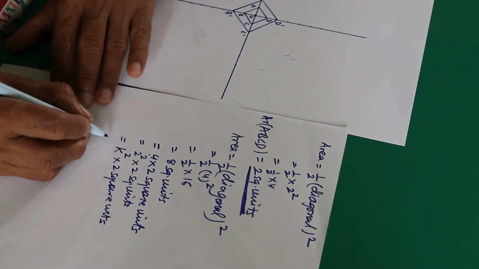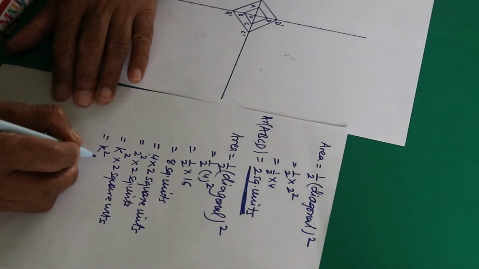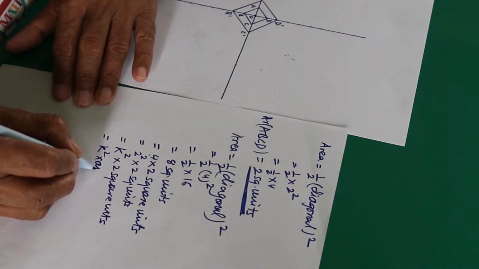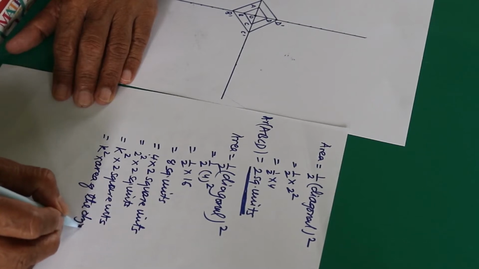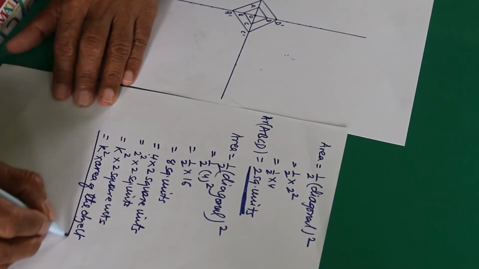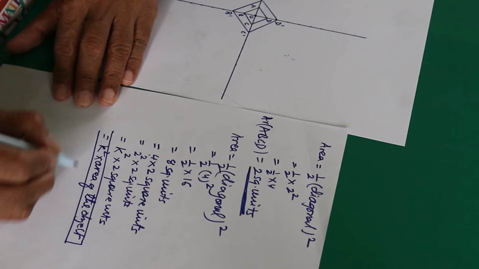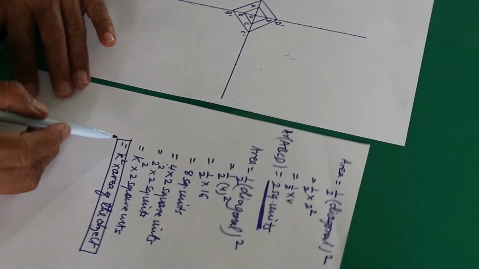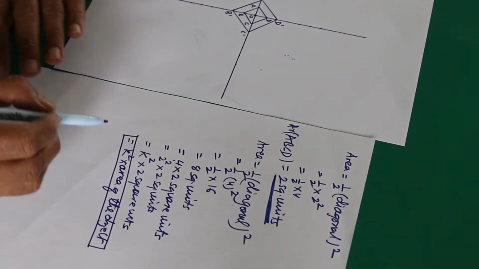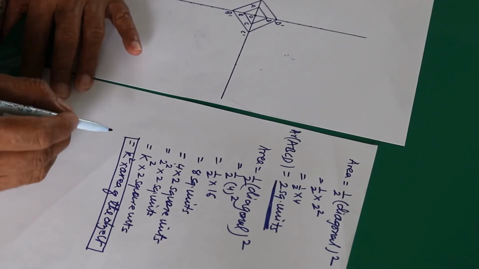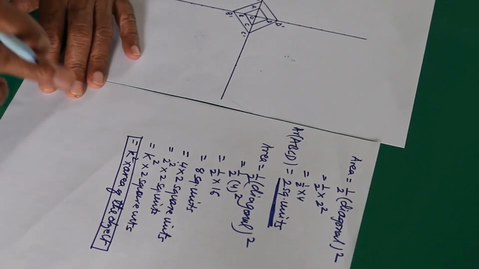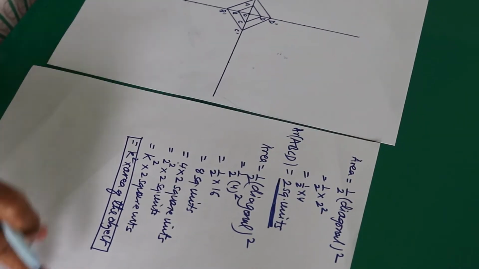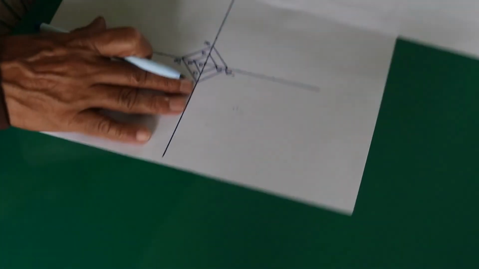Now let's generalize the rule as k square into the area of the object. The area of the image in enlargement is equal to k square times the area of the object figure in enlargement. So this is a very important property, and we'll check whether it works for another scale factor.